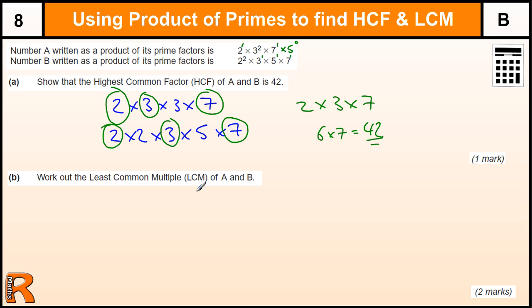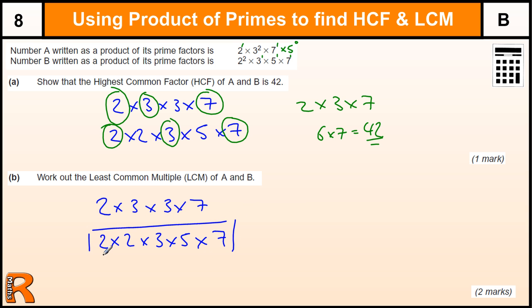Part B, work out the least common multiple. Now the least common multiple is the opposite. It's a number that both of these go into. So when we're looking at 2 times 3 times 3 times 7 and 2 times 2 times 3 times 5 times 7, then we need a number that both of these go into. So if I start off with this number, this seems to be the bigger of the two numbers, then I want a number that this goes into, which obviously it does because it's itself, and then this number's got to go into it. So every part of this number must go into here.